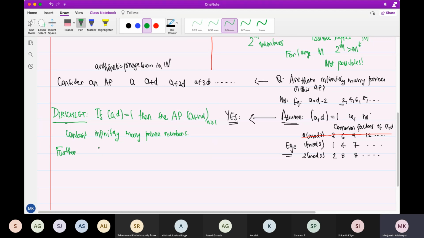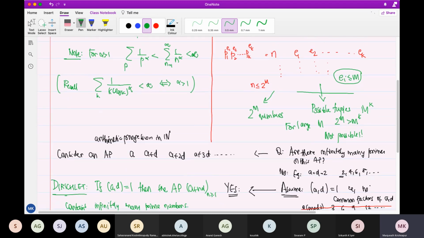So let me write further strengthening of these primes. P in this arithmetic progression, I will call this AP here. AP means this particular arithmetic progression is actually infinity. In fact, he showed that this particular arithmetic progression will be like infinity. So this is a stronger statement than that.